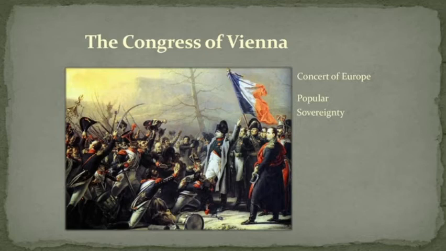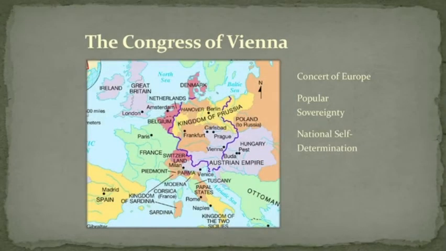Another major issue was national self-determination. All right, so there were various peoples in Europe who were beginning to see themselves as unique nations. You may remember that we talked about this phenomenon, nationalism, in a previous lecture. People who share the same language and customs were beginning to think of themselves in terms of a nation. The Napoleonic Wars had awakened that to some degree.